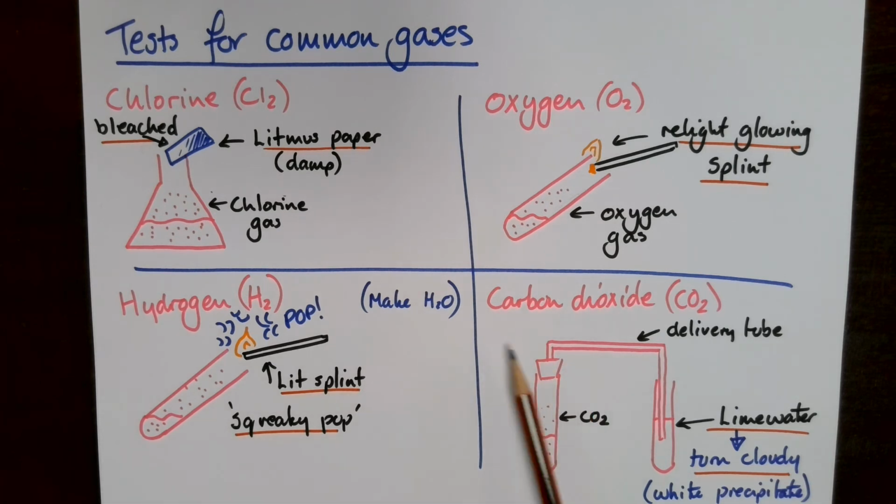And finally, the test for carbon dioxide gas. You've got a reaction that produces carbon dioxide. We're going to allow the carbon dioxide to pass up through a delivery tube, and that's going to be placed into a test tube with some lime water in it. The lime water will be colourless to start with, and then it will eventually form a white precipitate, turning cloudy in the presence of carbon dioxide. And they're your 4 tests for the 4 gases.